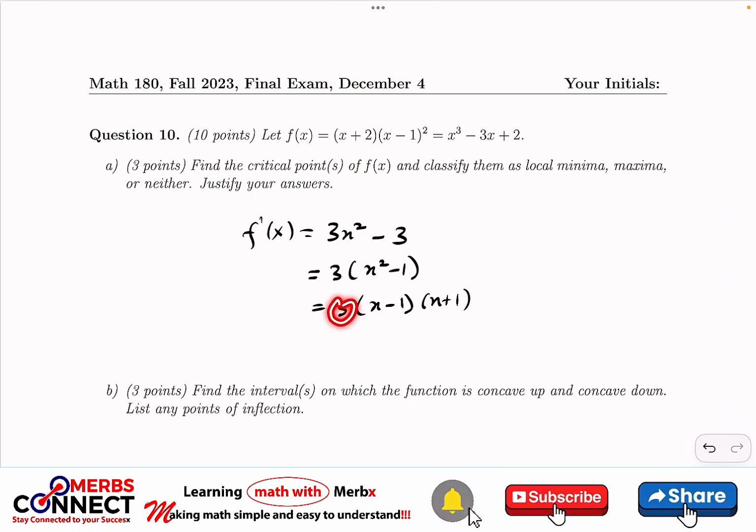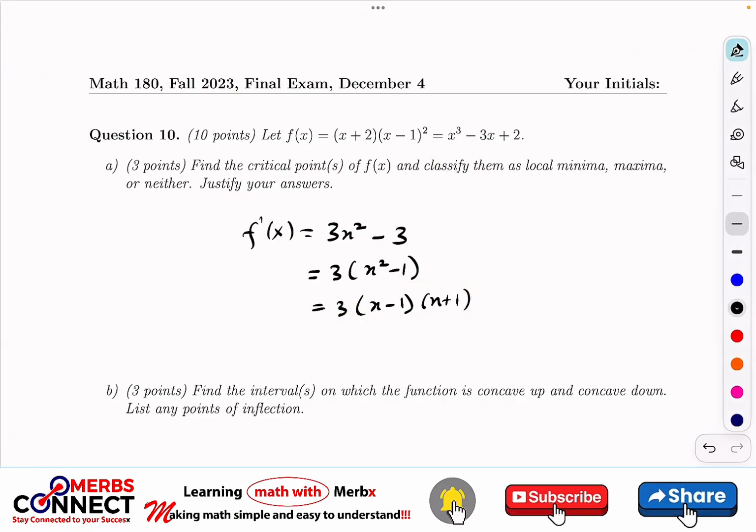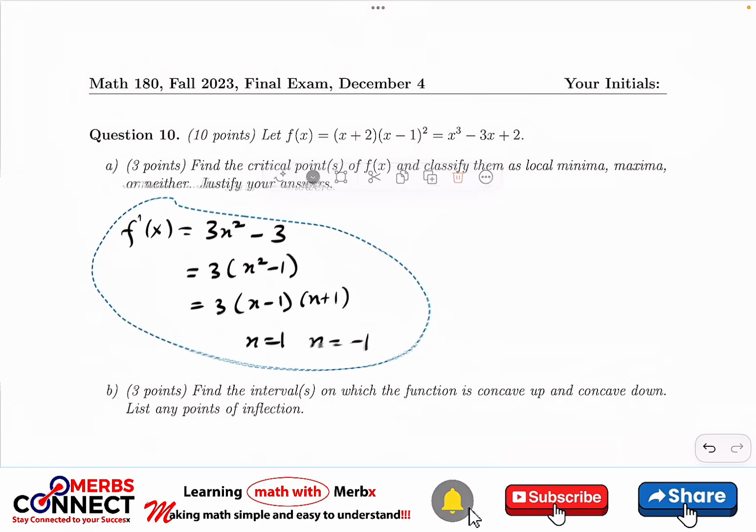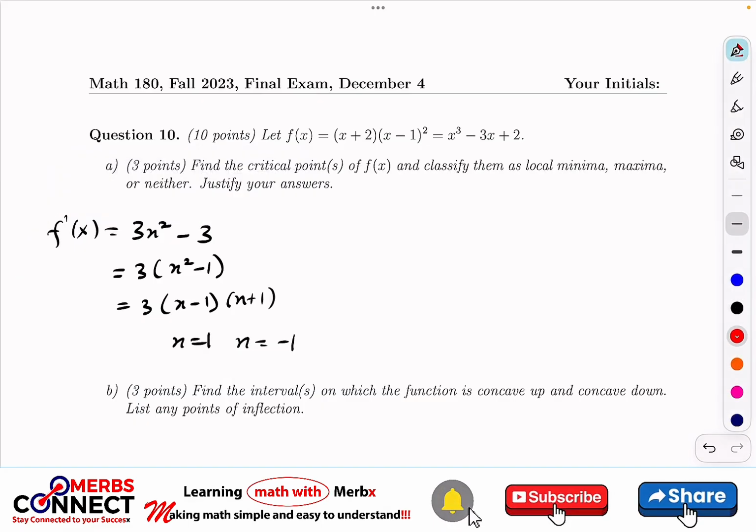Now this is constant, so I'm not interested in it. I'm interested in what is going to make this one 0. So I can see that when x is equal to 1 and when x is equal to minus 1. So these will be the critical points. But let's put it on the number line to see what is going to happen. So sign chart. I have minus 1 here, I have 1 here. Let's pick anything before minus 1. Let's use minus 2. In between them, let's pick 0. And after 1, let's pick 2.